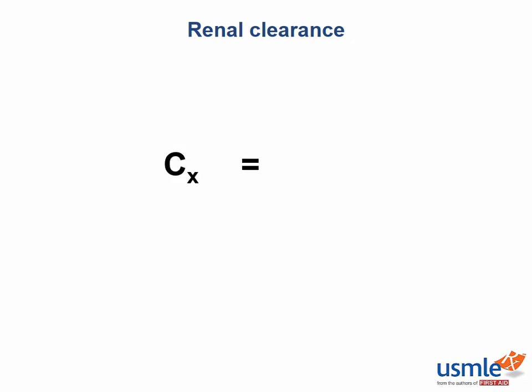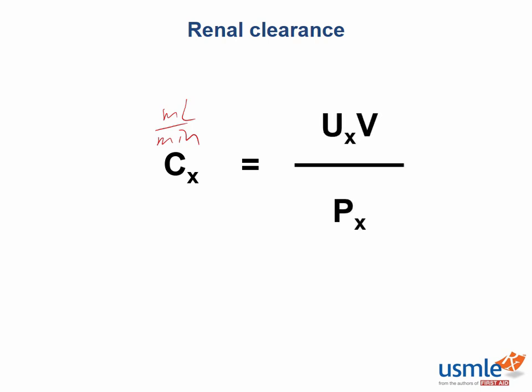Clearance describes the amount of plasma that is cleared of a certain substance X per unit time. It has units of milliliters per minute. Try to remember that as we move forward here. Clearance is equal to UV over P, where U stands for the urine concentration of a generic substance X, V is the urine flow rate, and P is the plasma concentration of substance X.